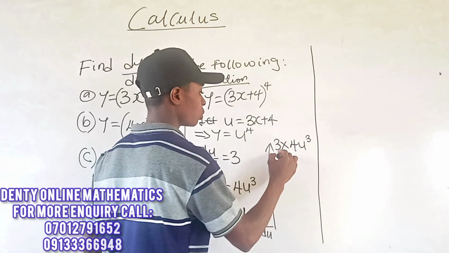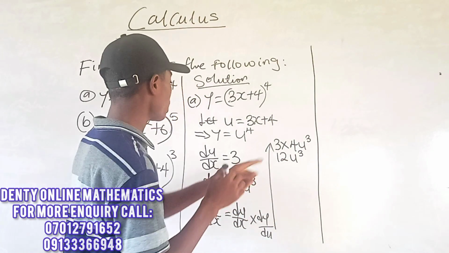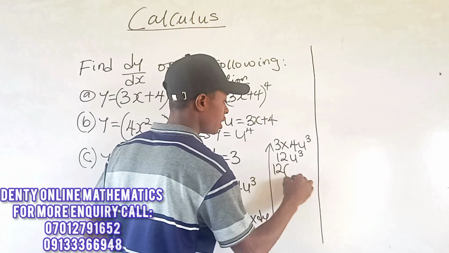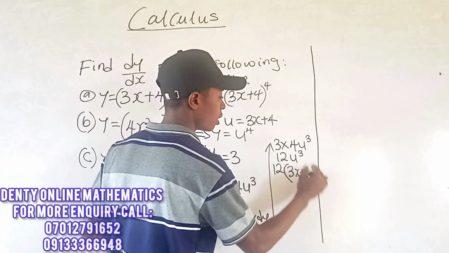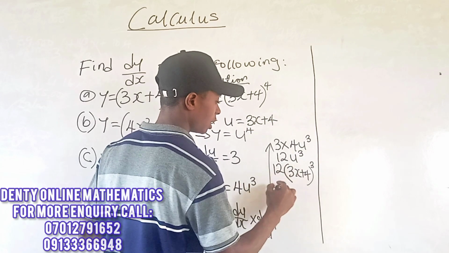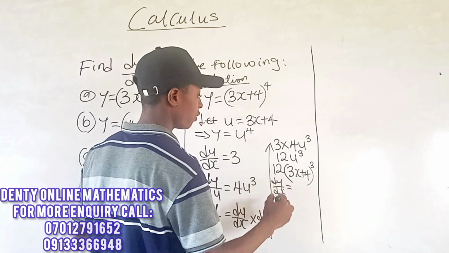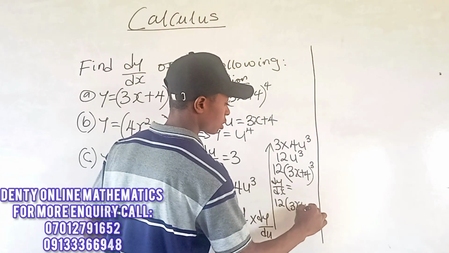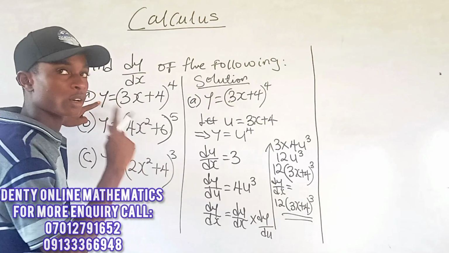Now 3 times 4 is 12u power 3. Remember we said u is equal to 3x + 4. So it's going to be 12 times, in place of u, (3x + 4) to power 3. So we can say our dy/dx for this particular function is equal to 12(3x + 4) all raised to power 3. That's the solution for the first one.